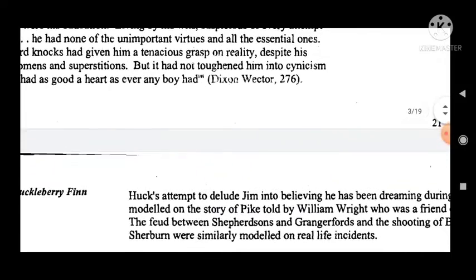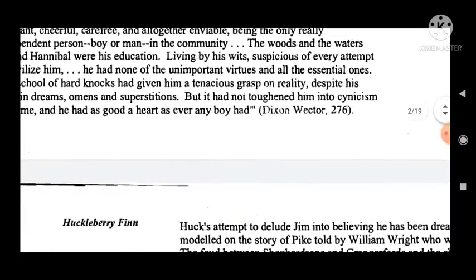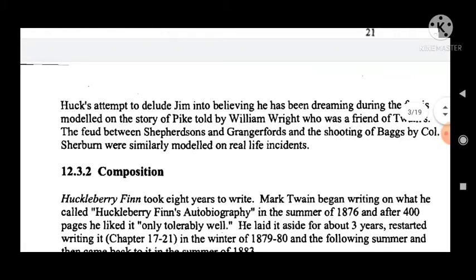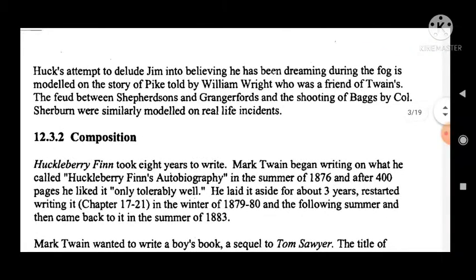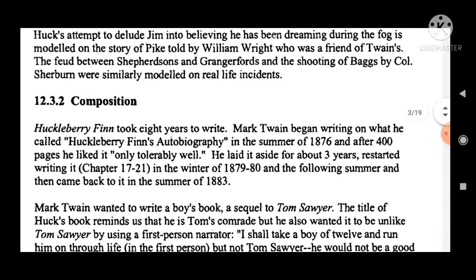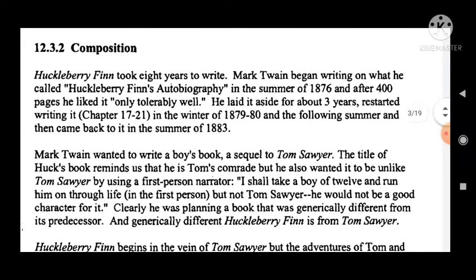Here it is written in Dixon Wecter, page 276, about Jim. Huck's attempt to delude Jim into believing he has been dreaming during the fog is modeled on the story of Pike told by William Wright, who was a friend of Twain's. The feud between the Shepherdsons and Grangerfords and the shooting of Boggs by Colonel Sherburn were similarly modeled on real-life incidents.